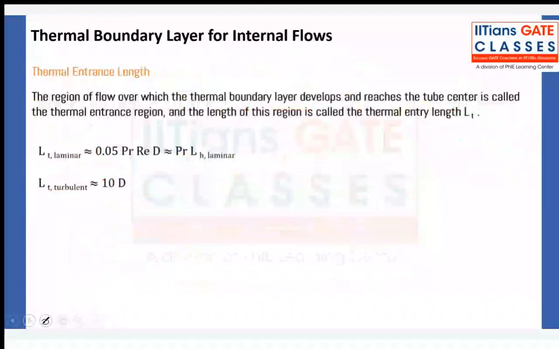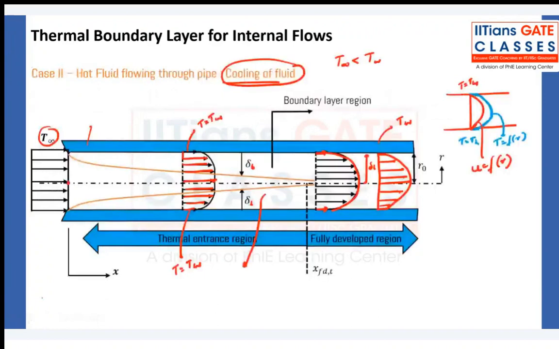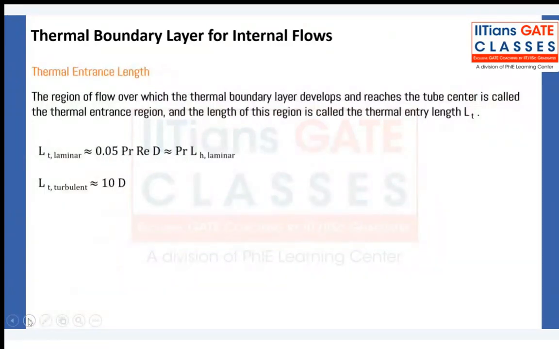Now thermal entrance region and entrance length. Again, we know what the thermal entrance region is. Till then, my temperature is changing with R and X. But once it is not changing in the X direction, then we call it the fully developed thermal region. The length here is called the thermal entry length. The region of flow over which the thermal boundary layer develops and reaches the tube center is called the thermal entrance region, and the length of this region is called the thermal entry length.